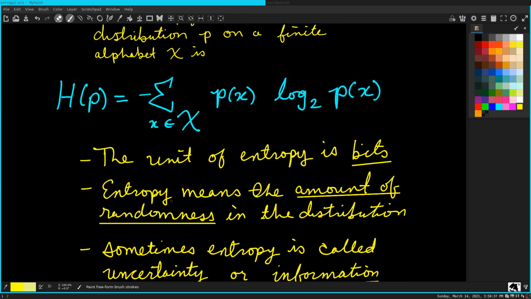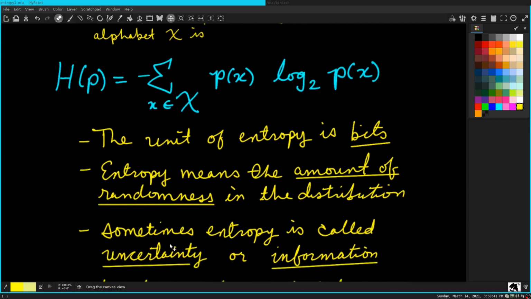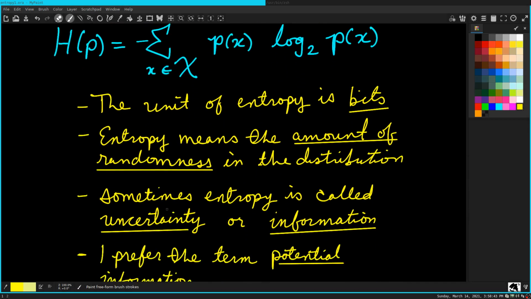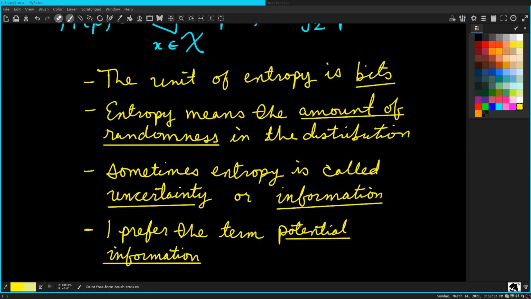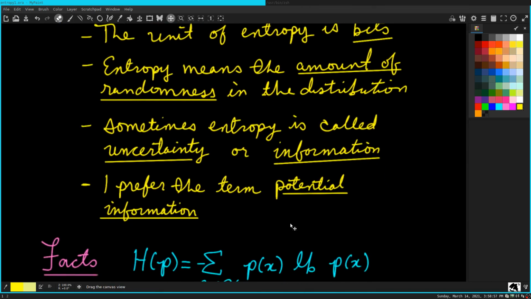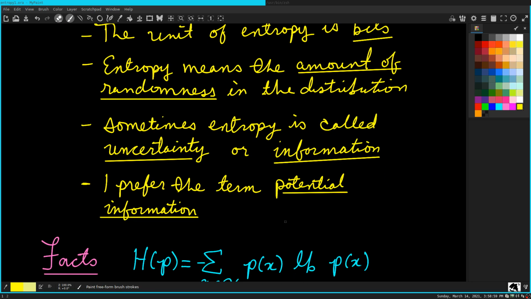Entropy, I said, means the amount of randomness in the distribution. Sometimes entropy is called uncertainty or information. I don't like the word information here because it's sort of ambiguous. I will use the term potential information sometimes to emphasize that it's information you don't have, so it's uncertainty.